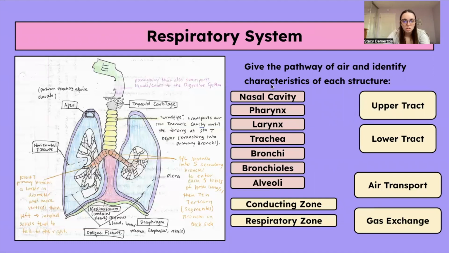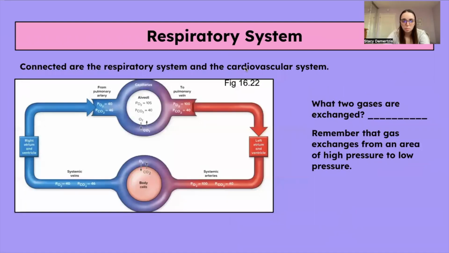So that's an intro to the respiratory system. The respiratory system and the cardiovascular system are connected. Here's a picture from the textbook that explains what's going on between systemic veins, systemic arteries, pulmonary veins, pulmonary arteries, and how we have this transition between deoxygenated and oxygenated blood.